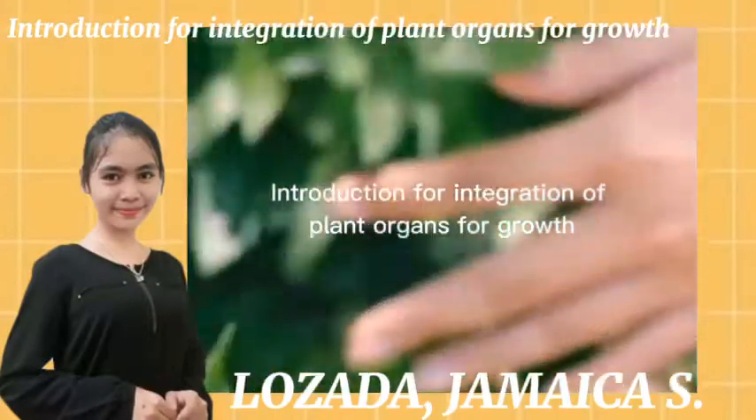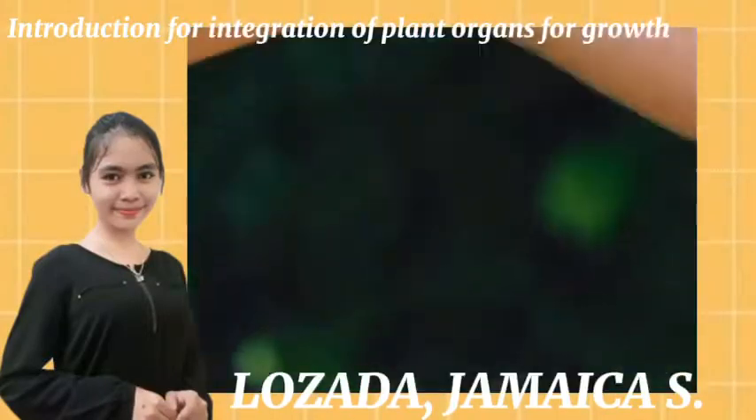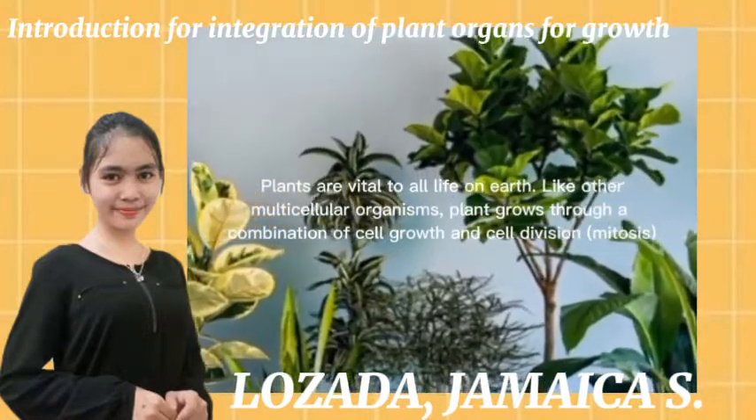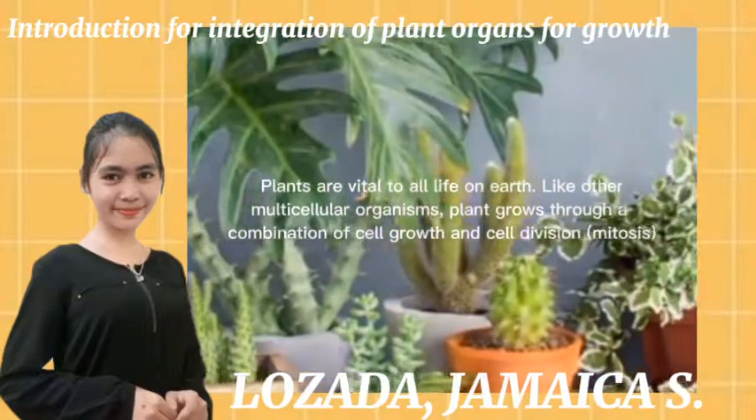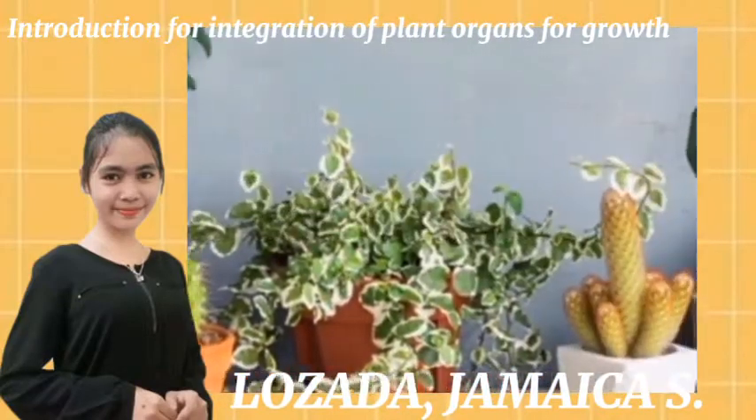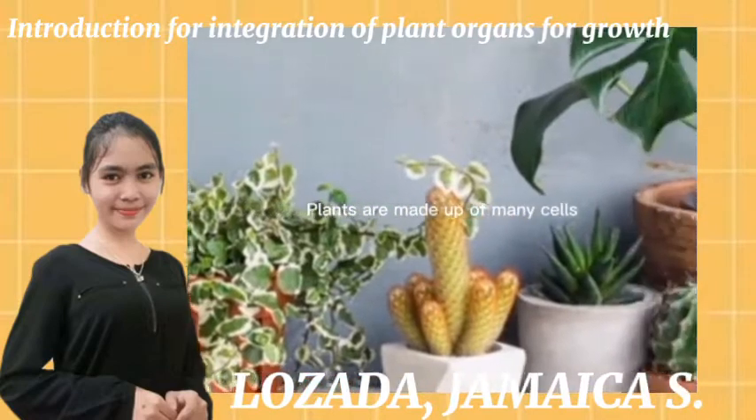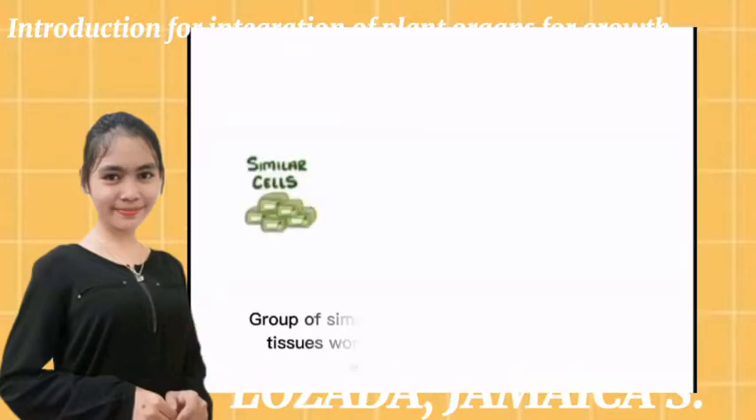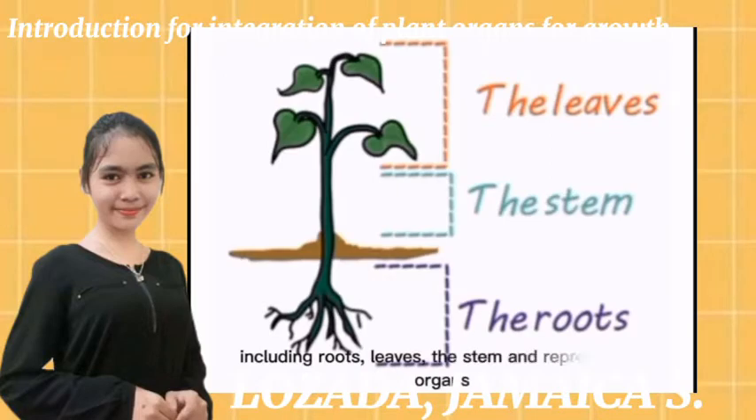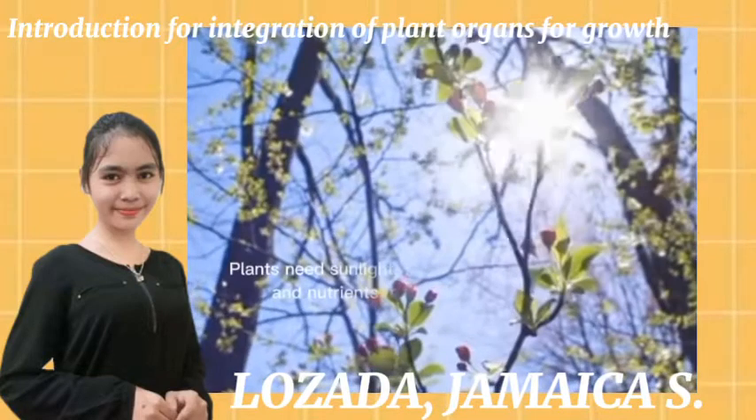Introduction for integration of plant organs for growth. Plants are vital to all life on Earth. Like other multicellular organisms, a plant grows through a combination of cell growth and cell division called mitosis. Plants are made up of many cells. A group of similar cells work together in a tissue. Tissues work together in organs. And plants are made up of organs including roots, leaves, the stem, and reproductive organs.